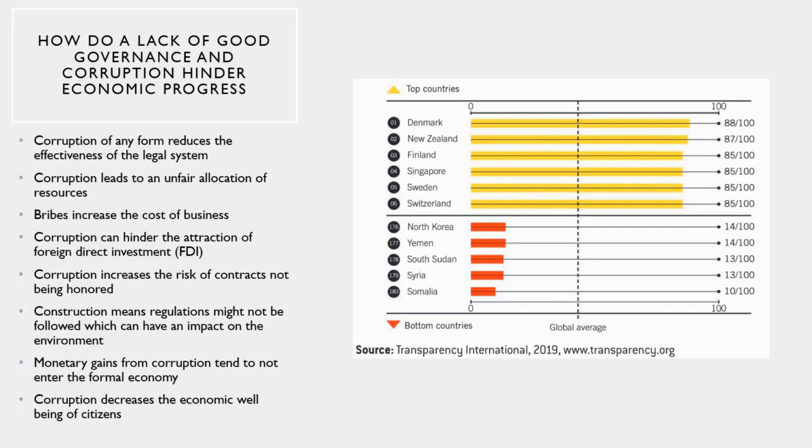You can have a lot of regulations that could just prevent businesses from moving there or make it almost impossible for businesses to be formed. Monetary gains from corruption tend to not enter the formal economy, and corruption decreases the economic well-being of citizens.